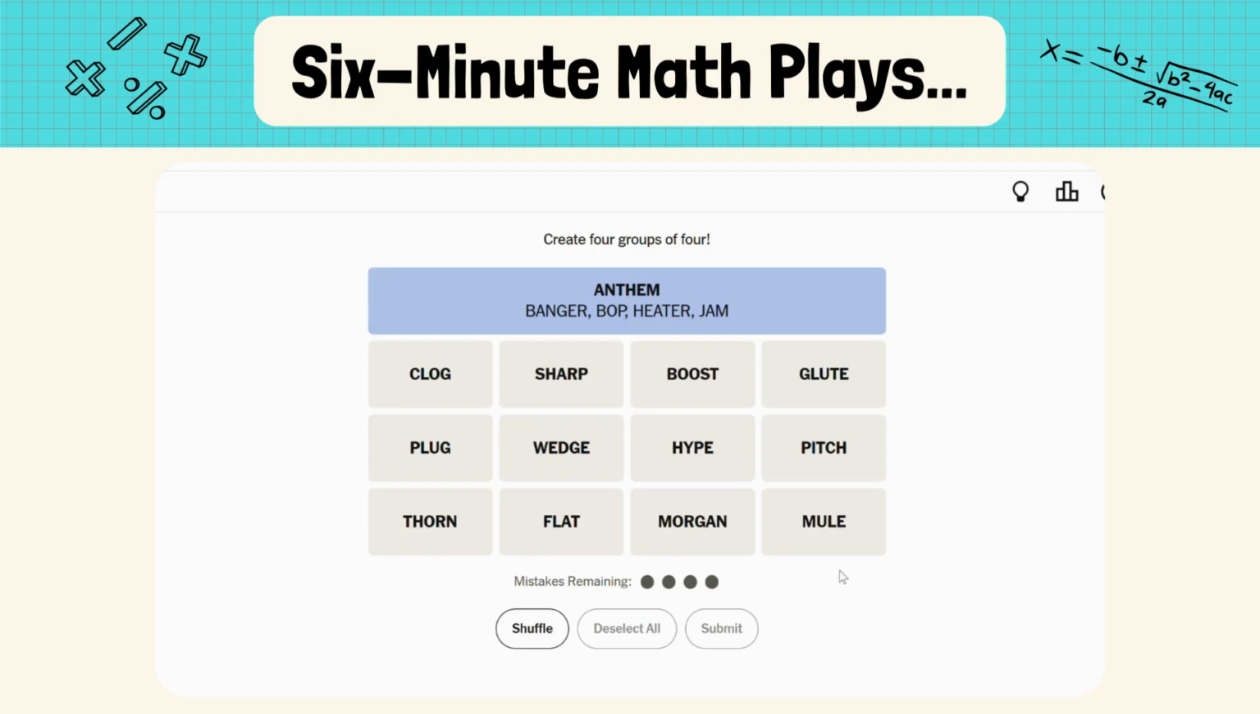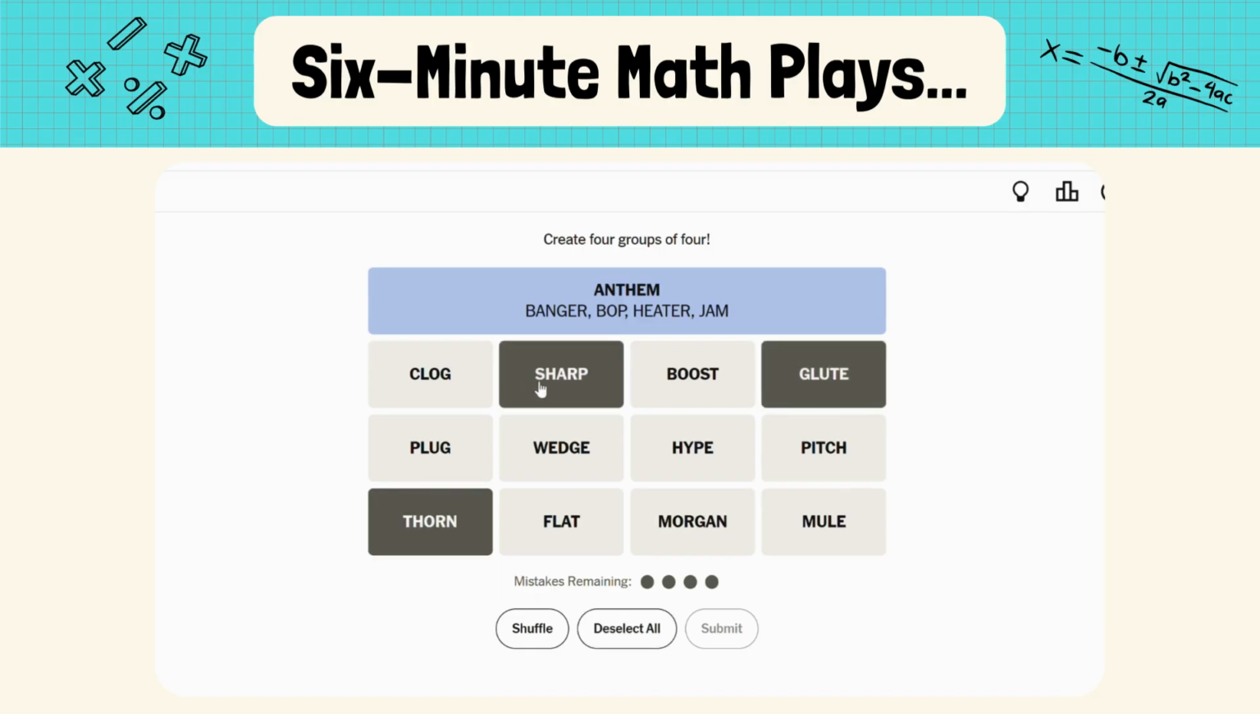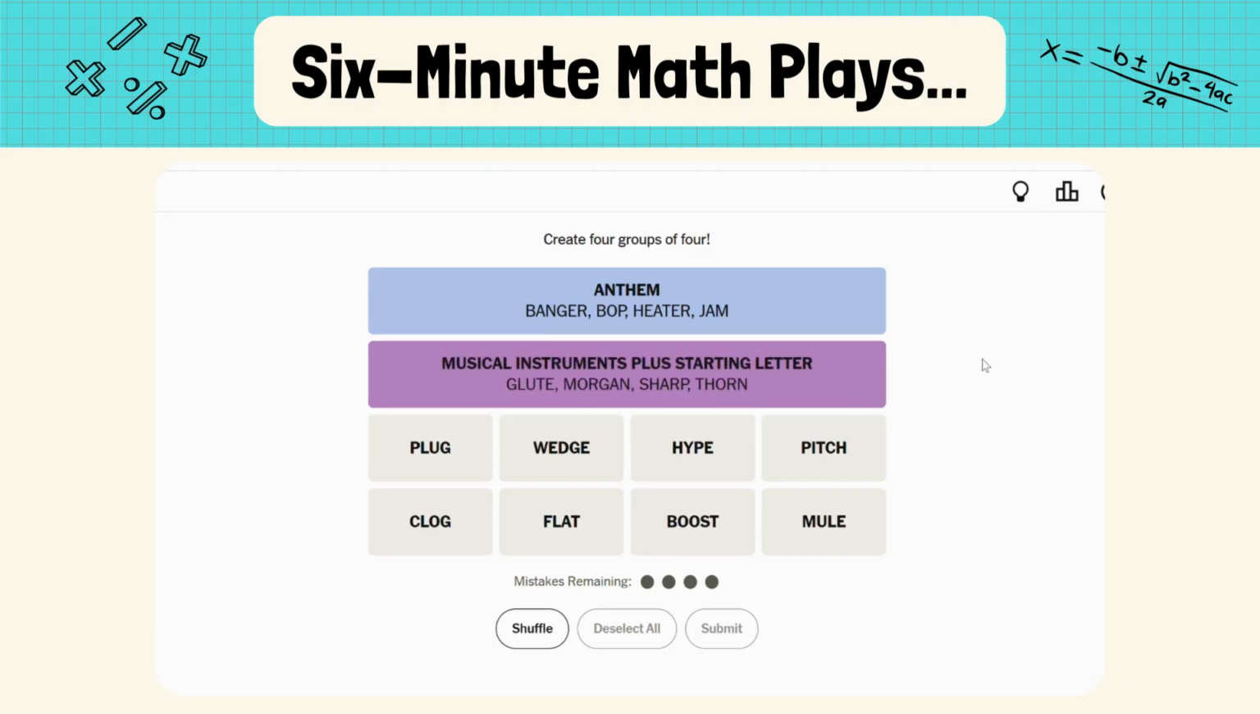We have horn. We have lute in glute. A harp in sharp. And can't see the final one in edge, in Ewell, in Ipe. Oh, an organ. Haha, nice. Okay, those are percussion instruments minus the first letter. Musical instruments minus or plus the starting letter.